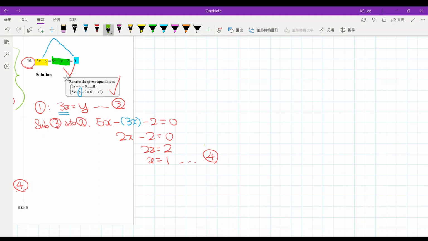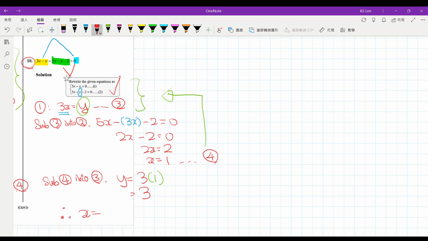And later on, we can substitute this 1 back into the 3 equations in the front. Which equation should we substitute the 1 into? I suggest we start by substituting the 1 into equation 3, because in equation 3, y is our subject. And therefore x is 1 and y is 3. So that's all.